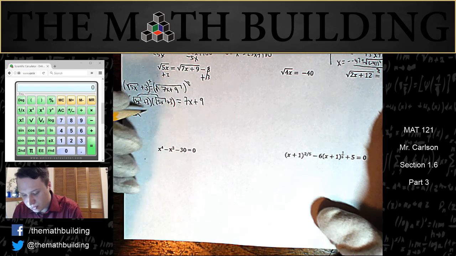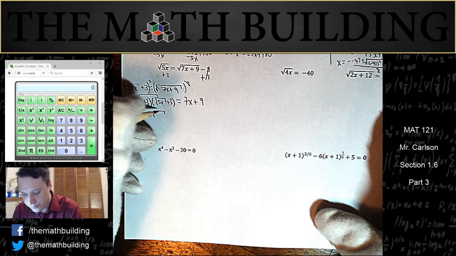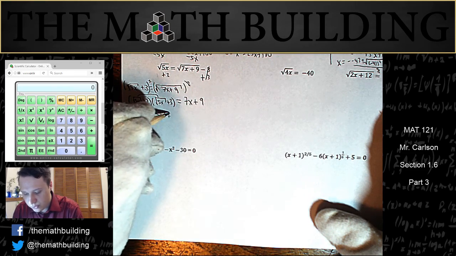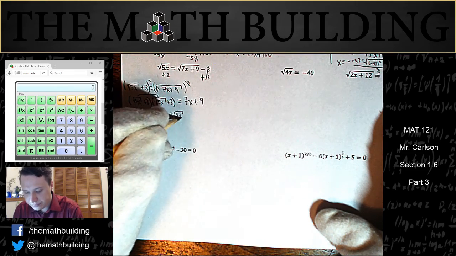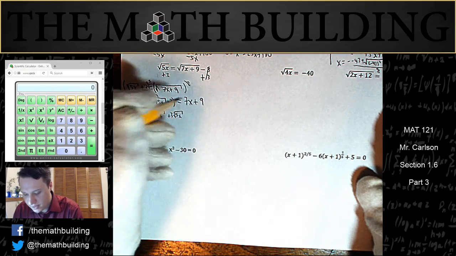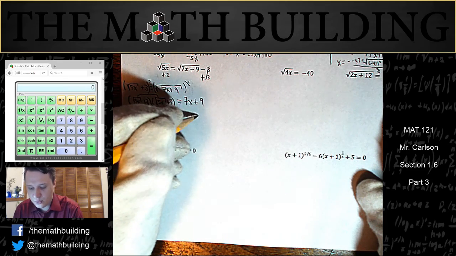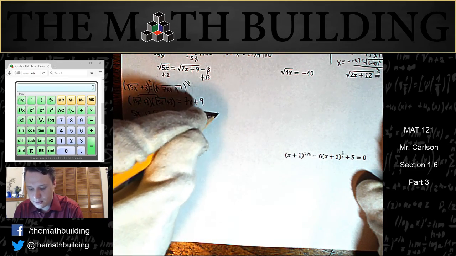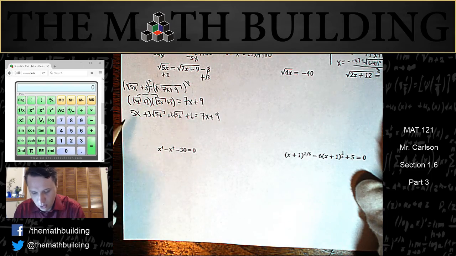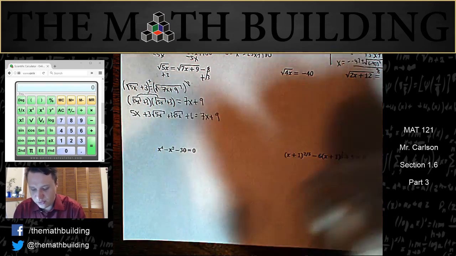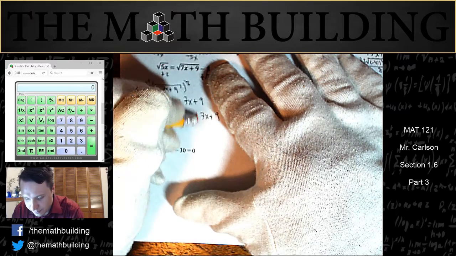And then we have plus 3 root 5x plus 3 root 5x plus 6 equals 7x plus 9. So, I'm sorry, that should be plus 9 because it's 3 times 3. So that's plus 9 right there.